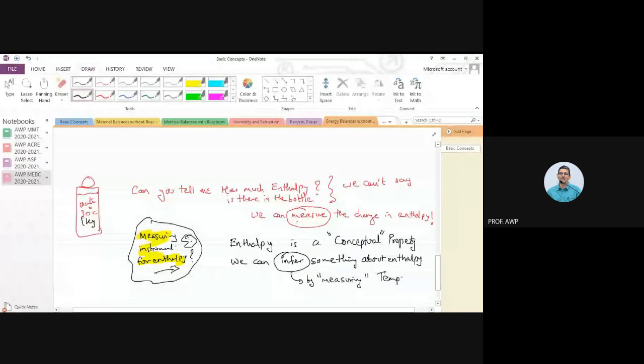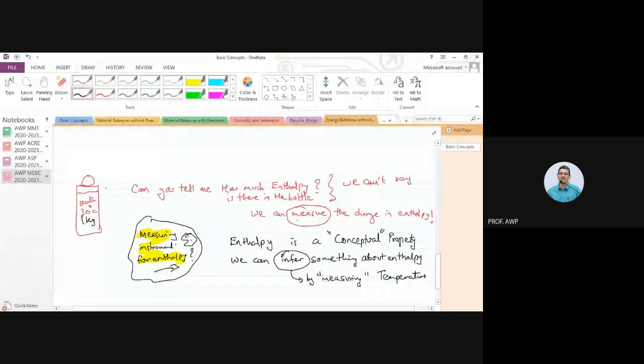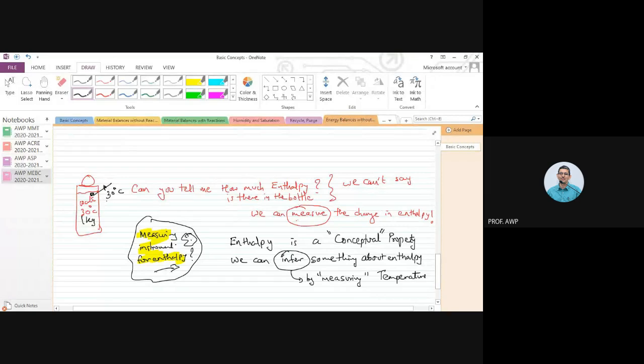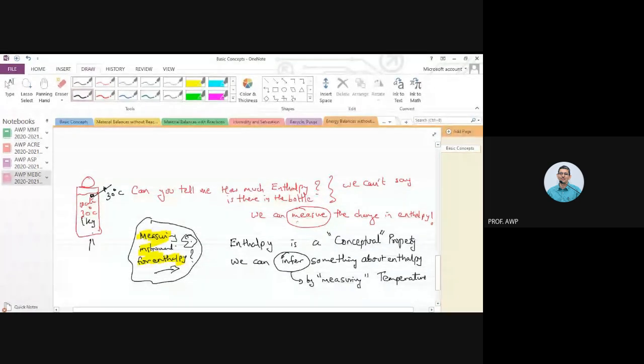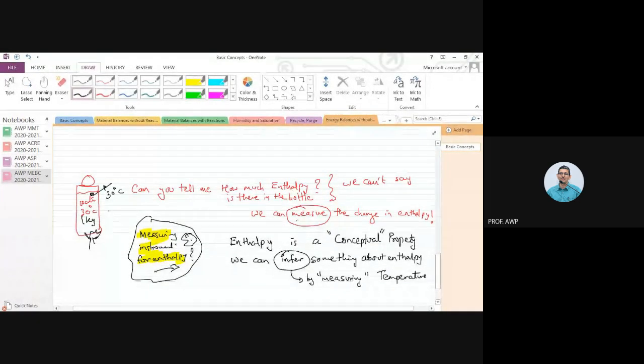So I can stick a thermometer inside this bottle. I can see the reading on the thermometer. The thermometer reading will say 30 degrees centigrade. So I am making a statement that this whole water is at 30 degrees centigrade. Now if I heat this water on a burner and I keep on measuring, I say that the temperature is now 40 degrees centigrade. I'm measuring temperature.